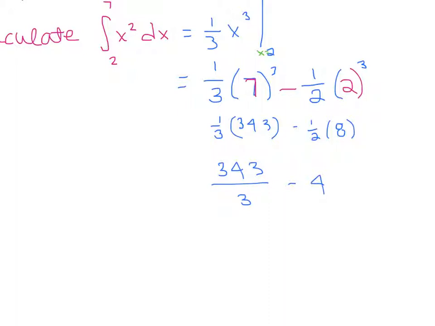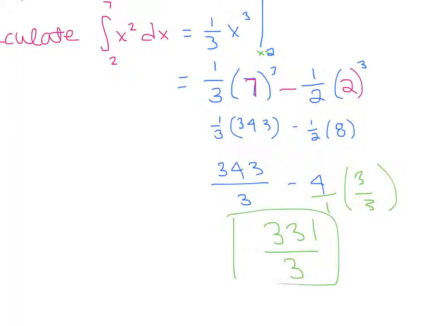Now, you want your answers to be as exact as possible. So the second that you take this and you divide it in your calculator, your answer is no longer exact. So do not do that here. Okay, that's not what you want to do. It's not going to be to your benefit to do it that way unless you're doing a multiple choice test and the answers are in decimal form. So take 4, put it over 1, get your common denominator, and you're going to end up with 331 over 3 as your answer. Okay, so that's the value of your integral.